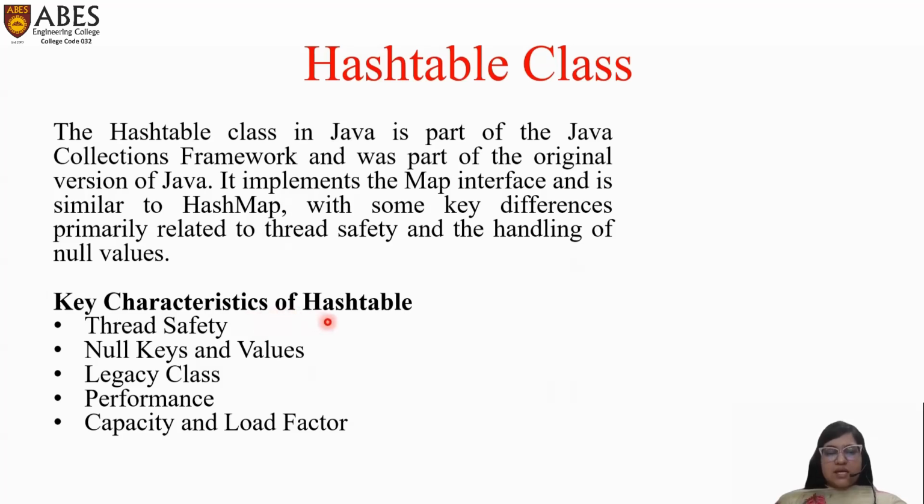The next characteristic is null keys and values. Hashtable doesn't allow null keys or values. Attempting to insert a null key or value will result in a NullPointerException. This behavior contrasts with HashMap, which allows one null key and multiple null values. Next we have legacy class.